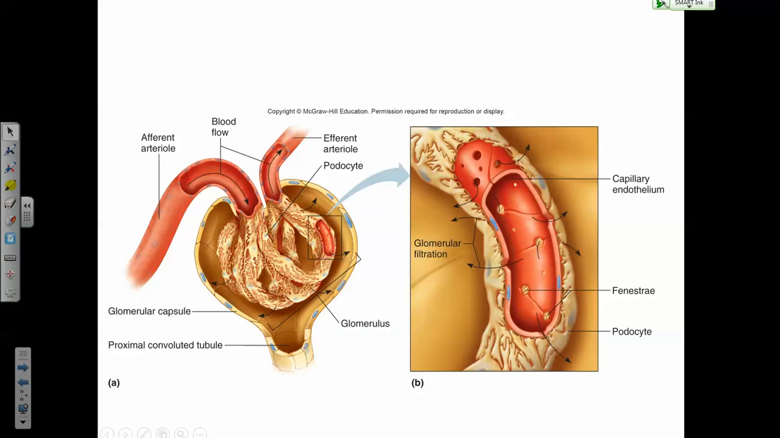All right, here's a better view of the porousness of glomerular capillaries. See all the extra little pores in it? They're called fenestrae. You don't have to name that for your test. But it's very, very porous. That means filtration is rampant there. There's a lot of filtration.